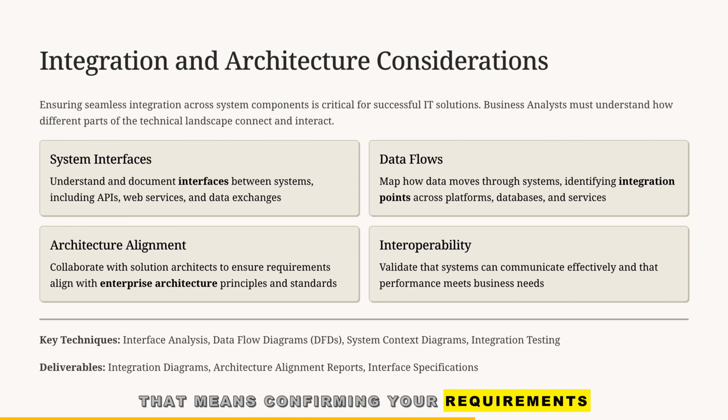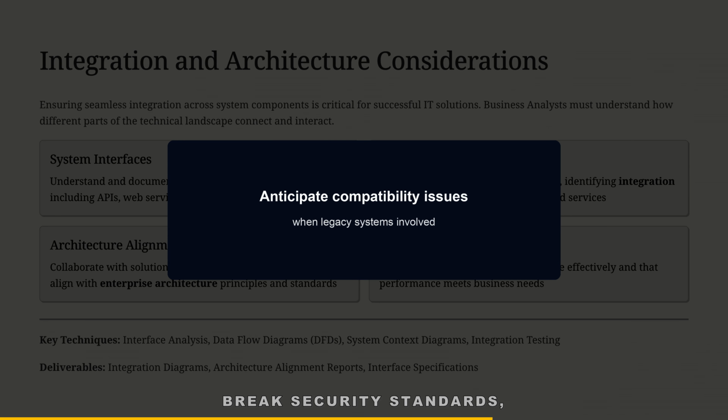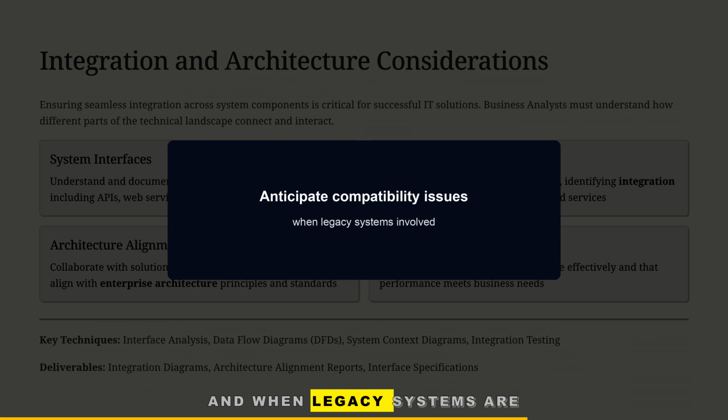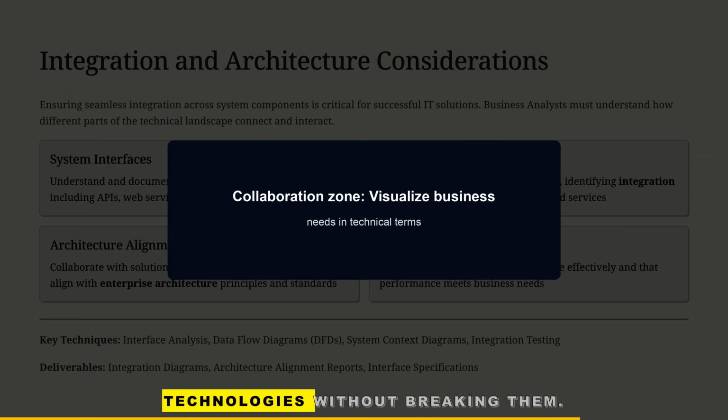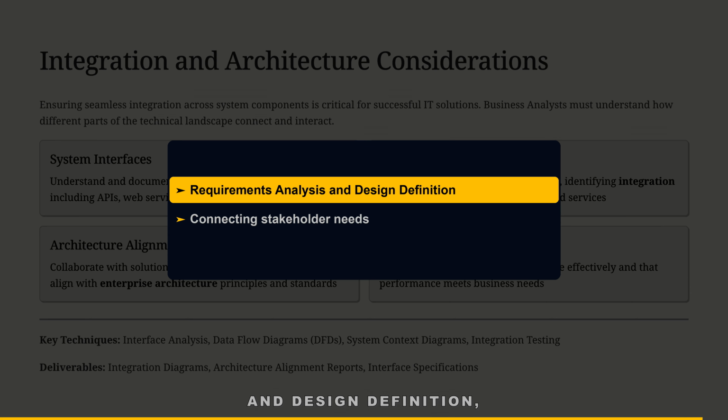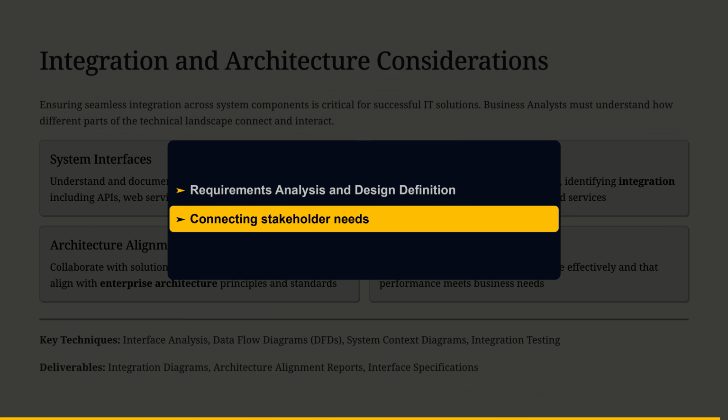That means confirming your requirements don't break security standards, performance goals, or system dependencies. And when legacy systems are involved, you'll anticipate compatibility issues, ensuring the new solutions can talk to old technologies without breaking them. So rather than listing deliverables, think of this section as your collaboration zone, where you help architects visualize business needs in technical terms. In BABOK, this is part of requirements analysis and design definition, connecting what stakeholders want.